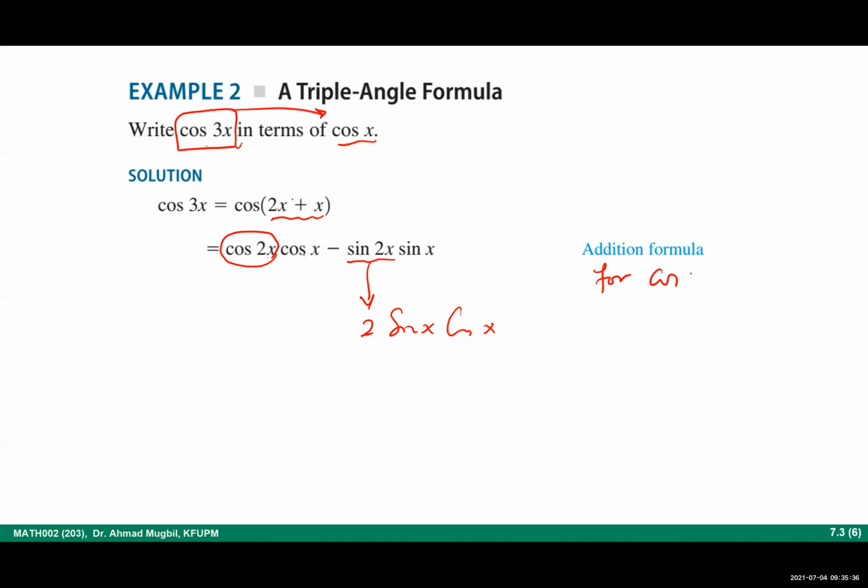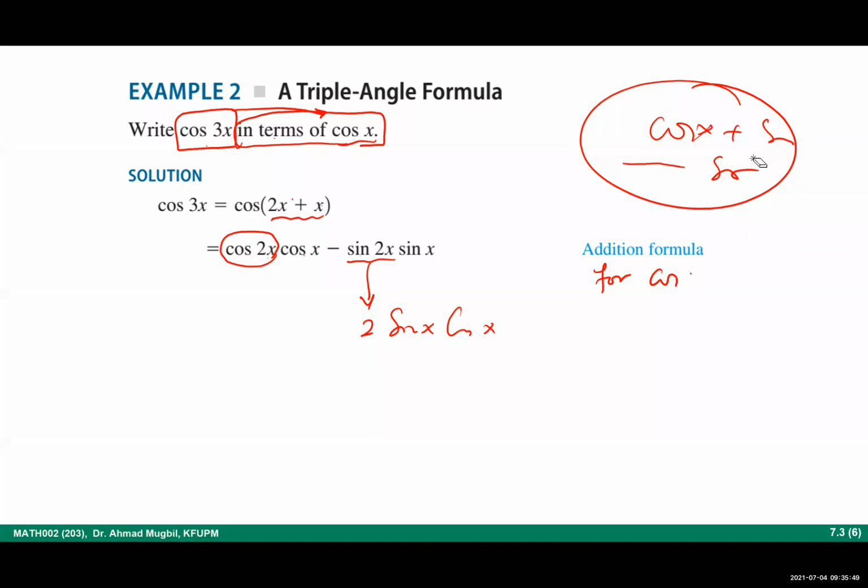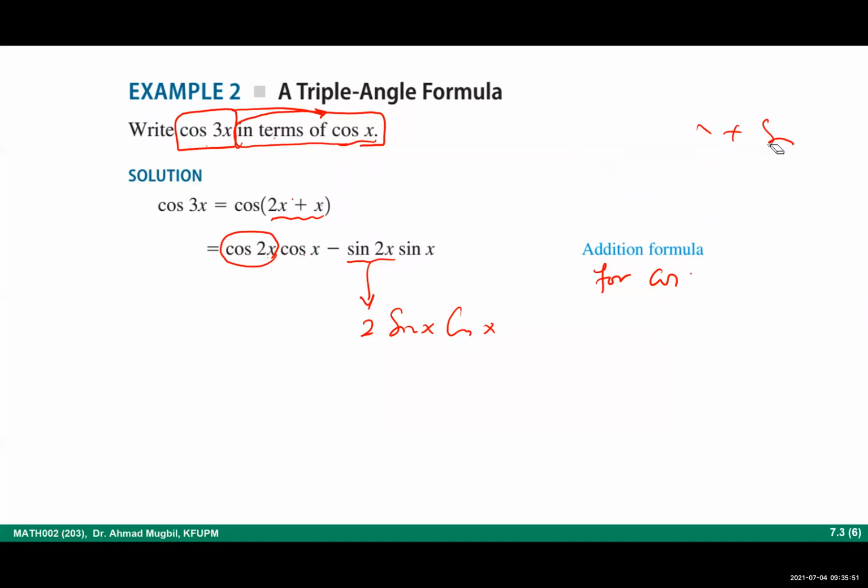What is our target, ya shabab? To write it in terms of cosine x. So this means that at the end, the final answer should contain cosine x plus something, minus something cosine x. It is all about cosine, not sine. And not any cosine, cosine x, not cosine 2x. If it is cosine 2x, it is not correct. We want it in terms of cosine x.